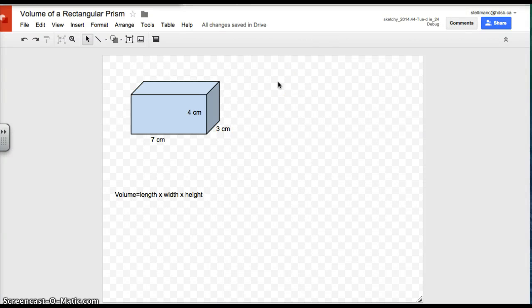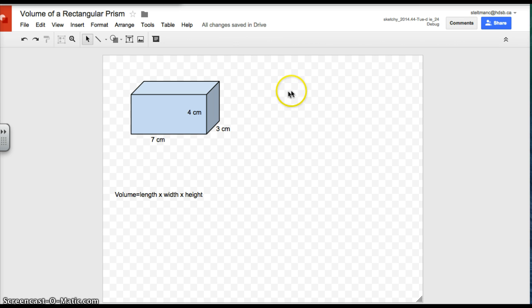Today we're going to be learning about how to find the volume of a rectangular prism. And what's really cool is it has a formula just like all the rest of the things we've been learning in measurement this term. The formula for finding the volume of a rectangular prism is length times width times height. So we can find the volume of any rectangular prism.